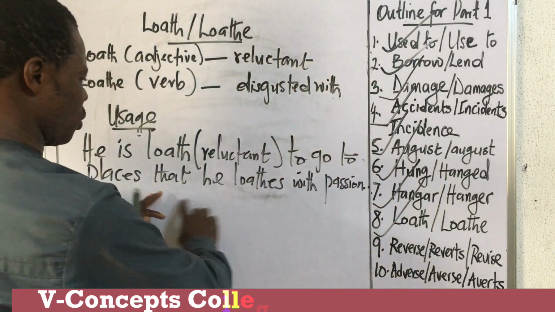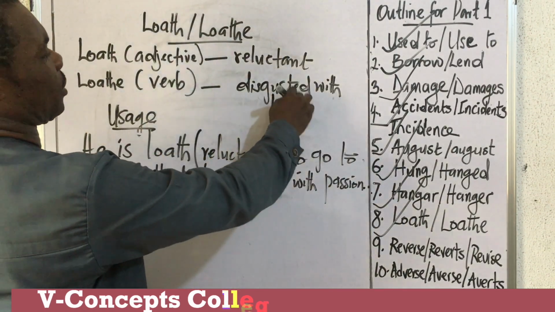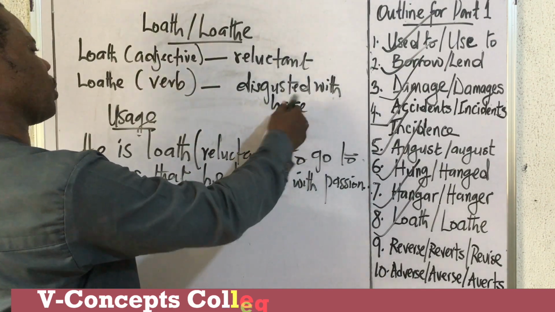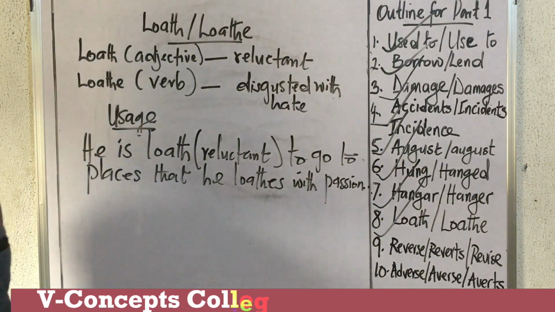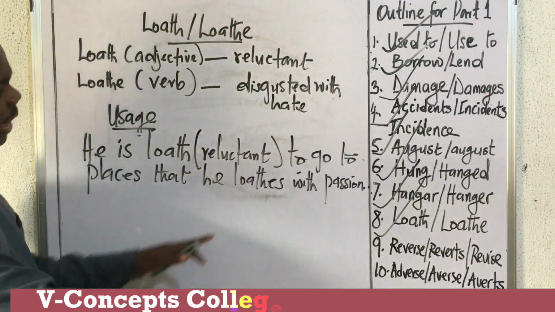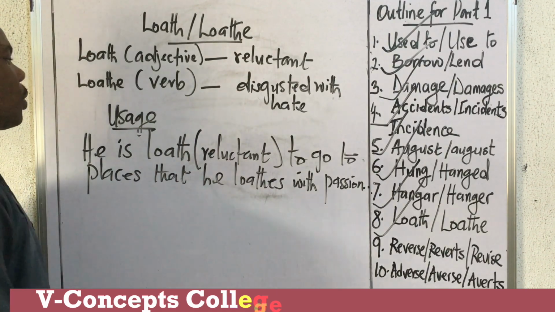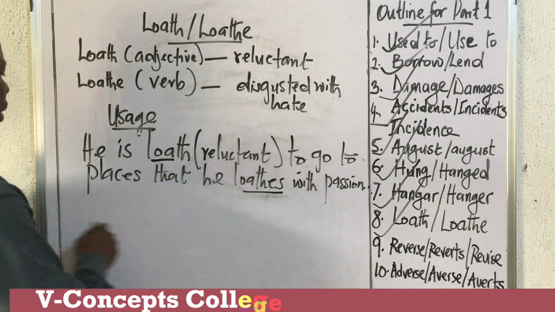He is reluctant to go to places that he hates with passion. So to loathe, you can also say, it means to what? To hate something or to hate some places. So he is reluctant to go to places that he hates with passion. He loathes with passion. So this is how to use these words in expression.